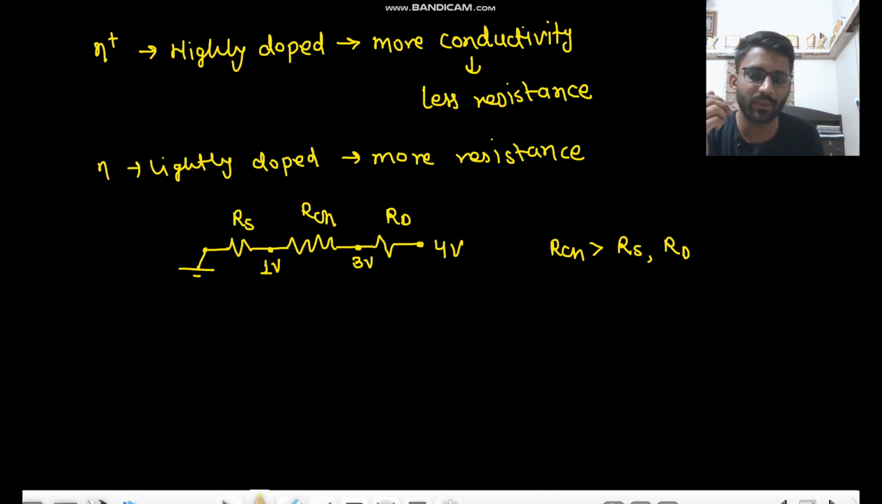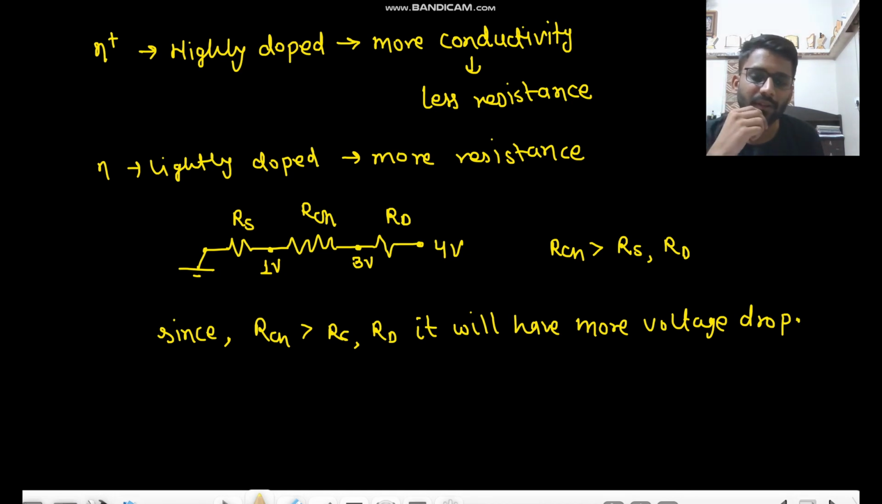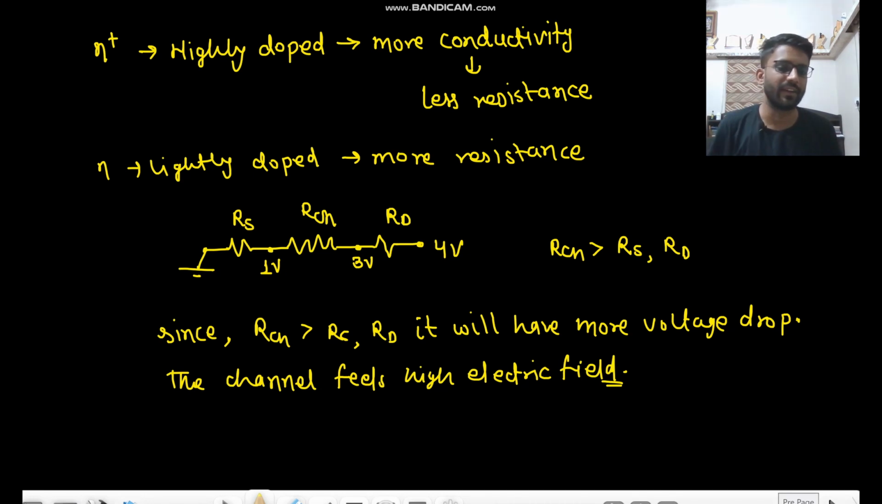Why so? Because RCH is greater than RS and RD, it will have more voltage drop. The channel feels a high electric field, right? Because it has more resistance, it will feel a high electric field, okay?